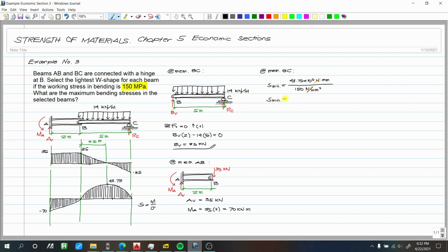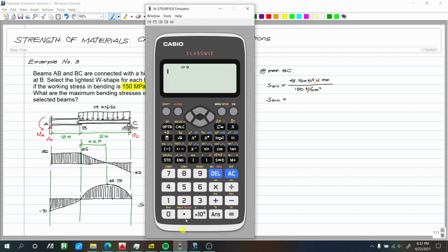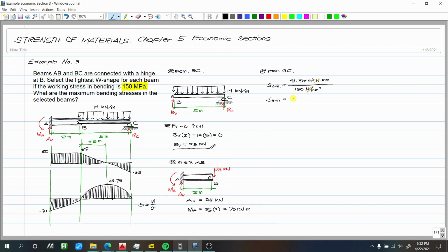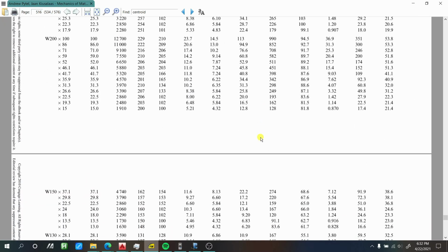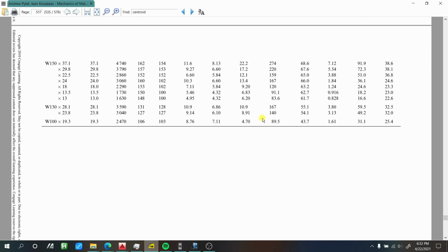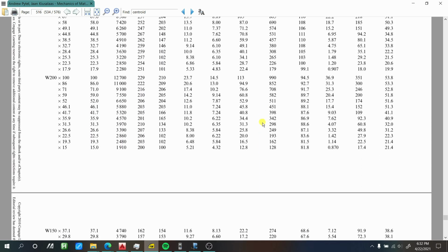So, our S minimum is equal to 43.75 times 10 raised to 6 over 150. So, this is 291.67, so 291.67 times 10 raised to 3 millimeter cube. Okay? So, this is our S minimum. So, let's choose a section for this. Our S is 291. So, let's choose here. 298 is this one, then 31.3. Okay, this works.